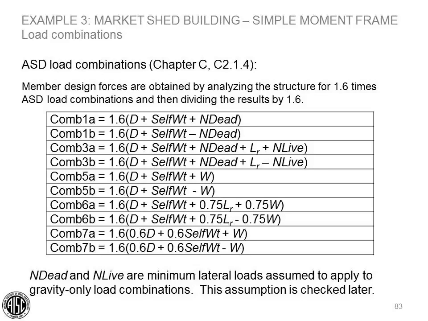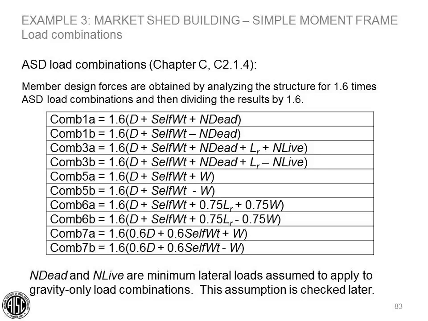Now we'll apply the ASD load combinations. Remember that for ASD, due to the nonlinear second order behavior, member forces are obtained by analyzing the structure for 1.6 times the ASD load combinations, then dividing those results by 1.6. The load combinations are shown here.